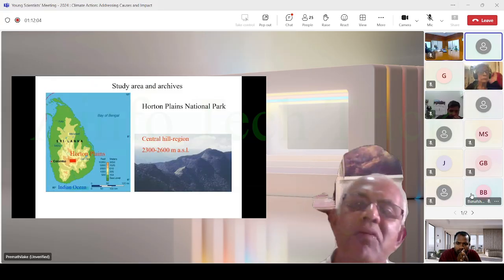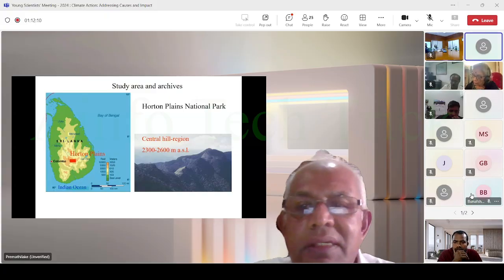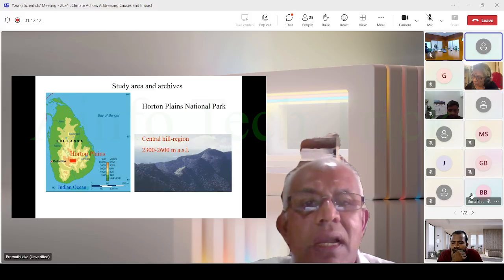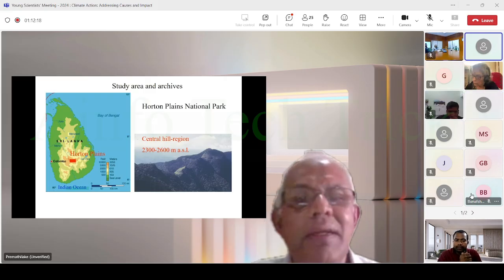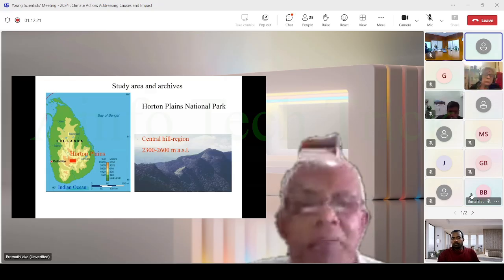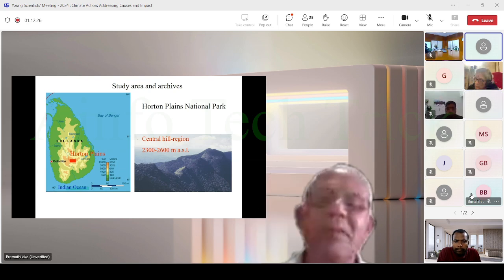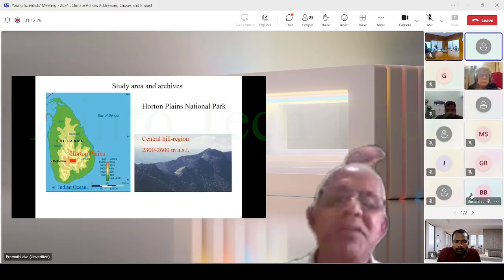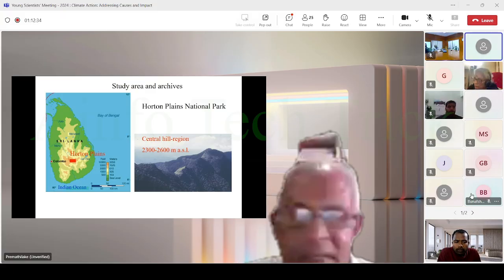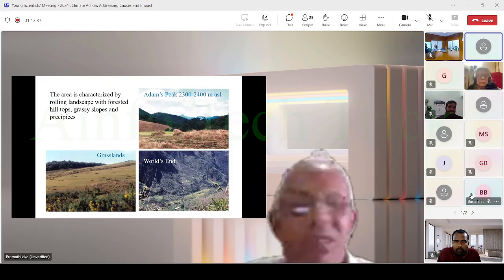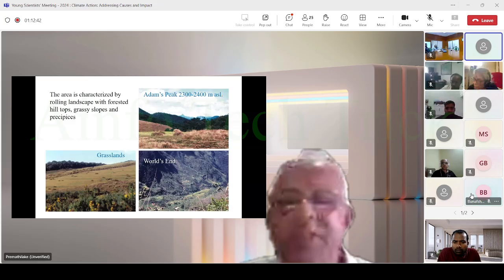So our work, mainly the work we did in paleoclimate studies, was in central Sri Lanka. Central Sri Lanka is about 2,300 meters above sea level, very high ground. I would say this area is very much isolated, surrounded by hills, a lot of hill ranges and other lands. The area is usually characterized by rolling landscape and forested hilltops, grassy slopes, and precipices. Many diverse patterns in this area.